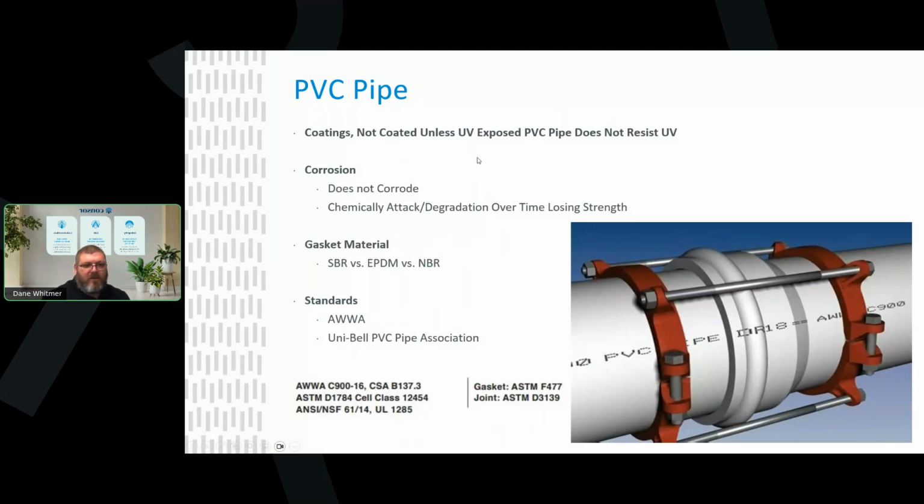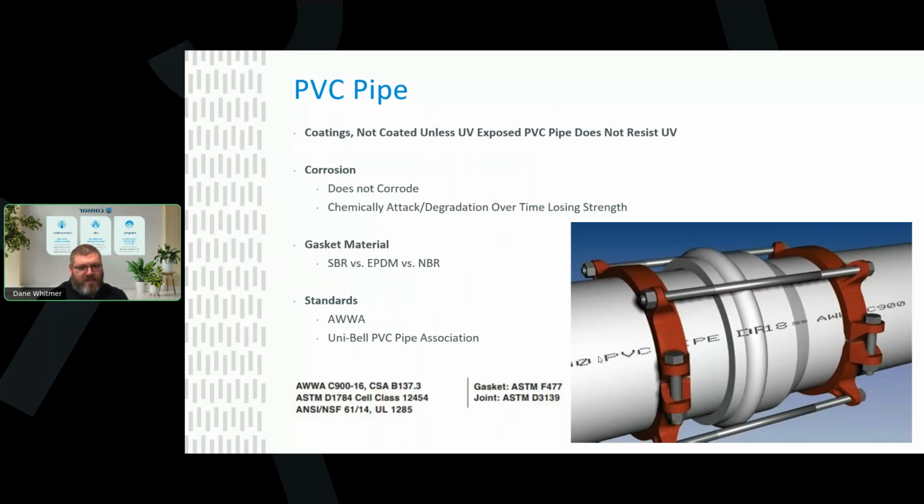So PVC, there are no coatings unless it's going to be exposed to UV, to the sun. So these pipes have no UV resistance. If you're getting PVC pipe installed, C900 pipe, especially here in Arizona, and your contractor is letting it sit out in the sun baking, or there's a delay in the project and that pipe is sitting, it needs to be covered. Otherwise, it will become more brittle and lose its strength.